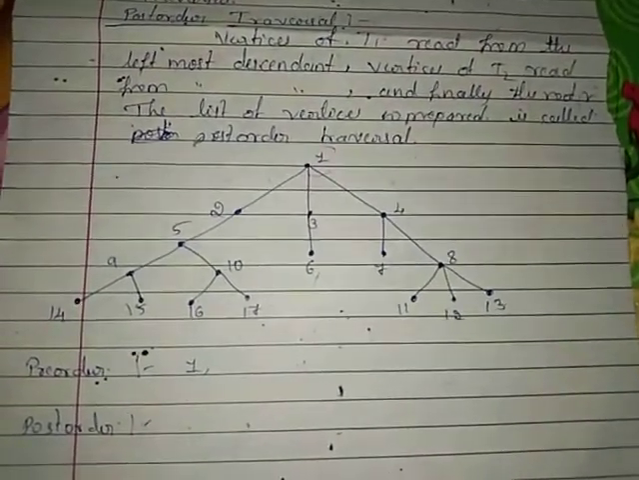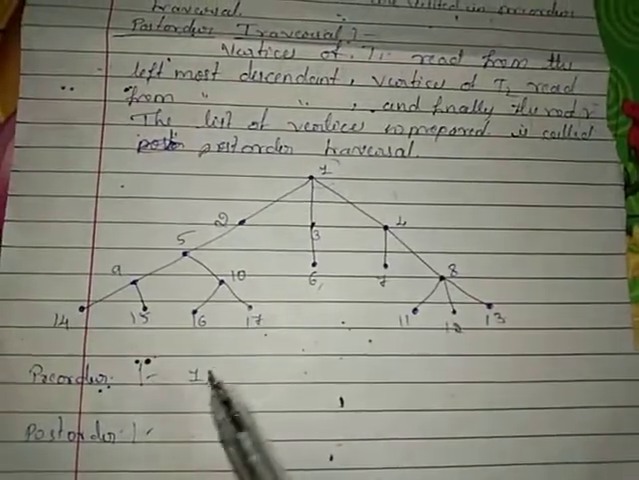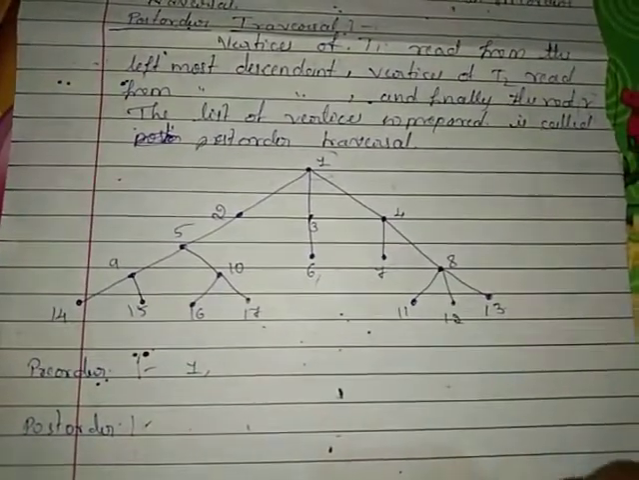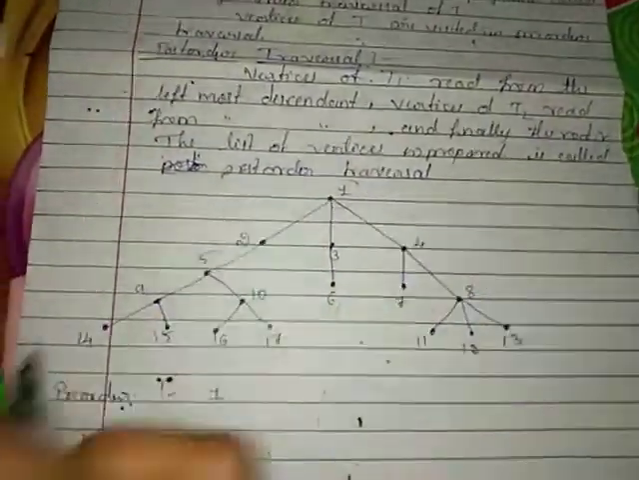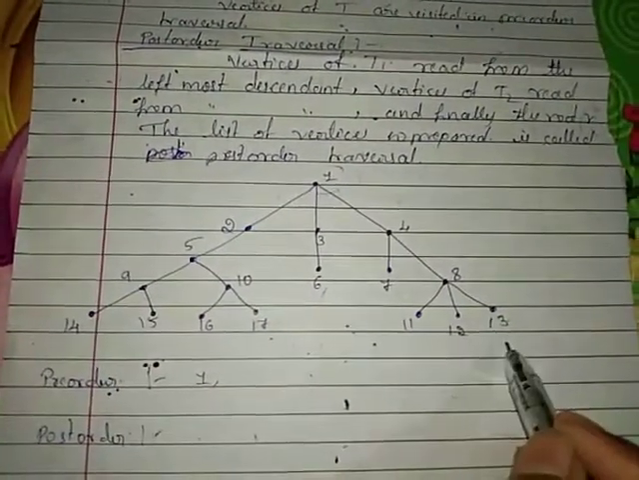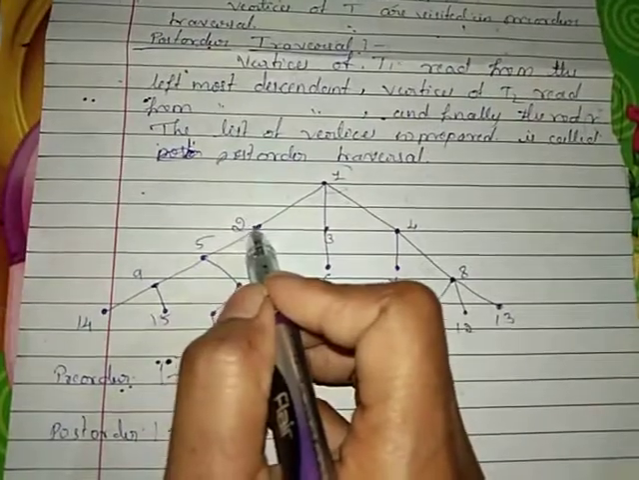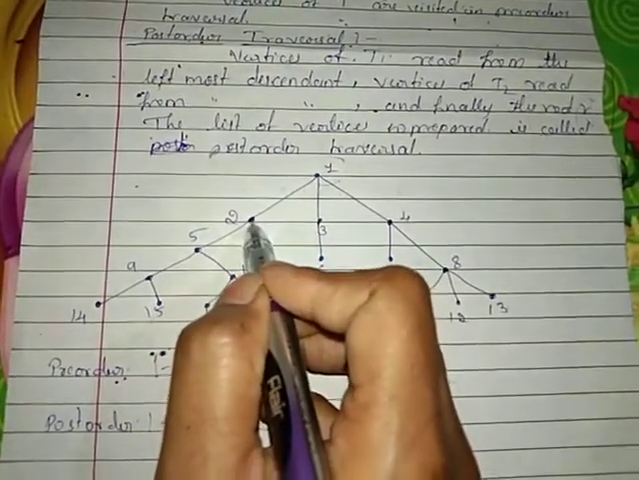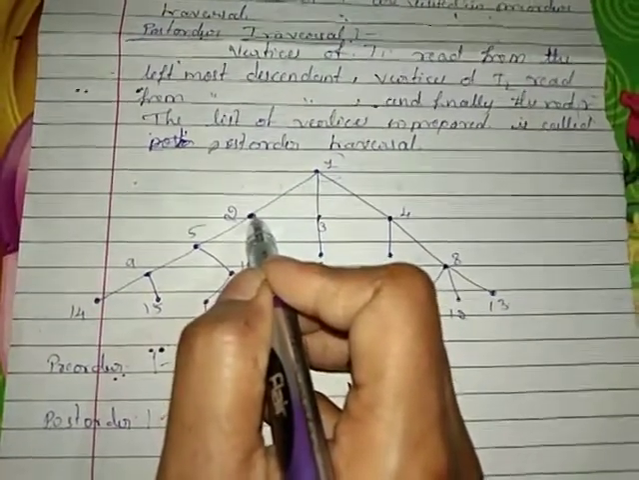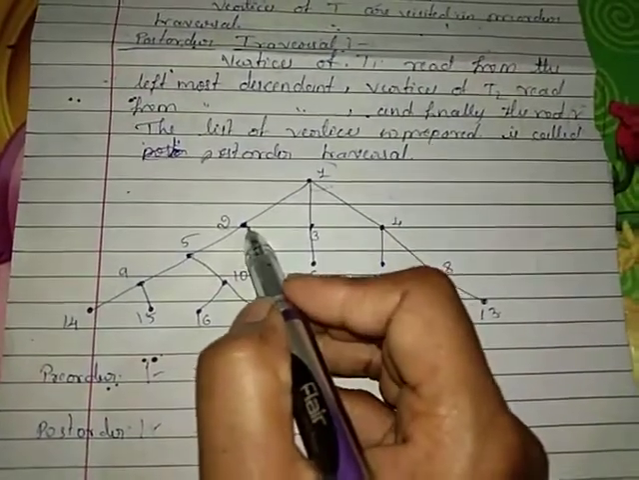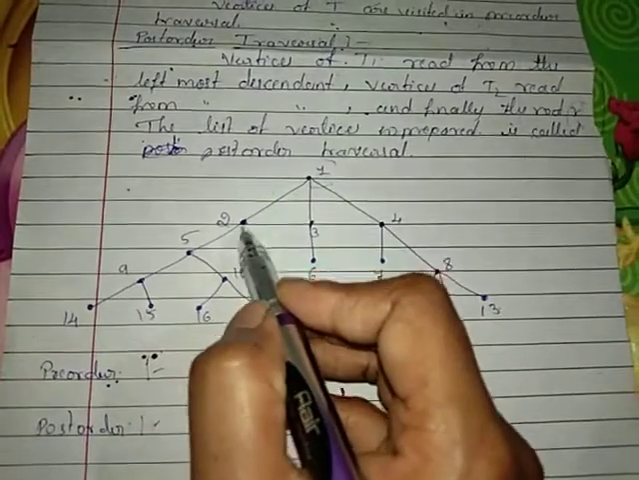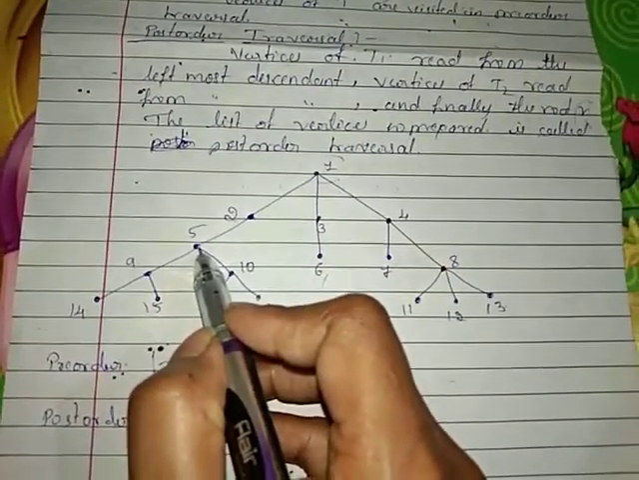Next we take the sub-vertices, meaning the vertices of the subtrees. Those will be taken from left to right, from this way to this way. First we obtain vertex 2, so write down the vertex 2. There are no subtrees for 2, so next go to 5.